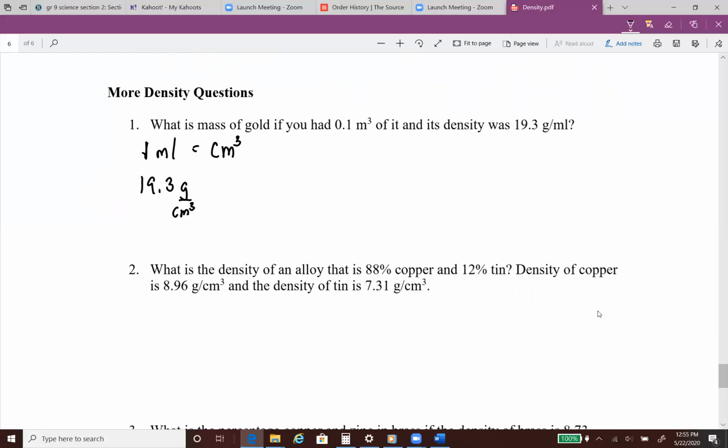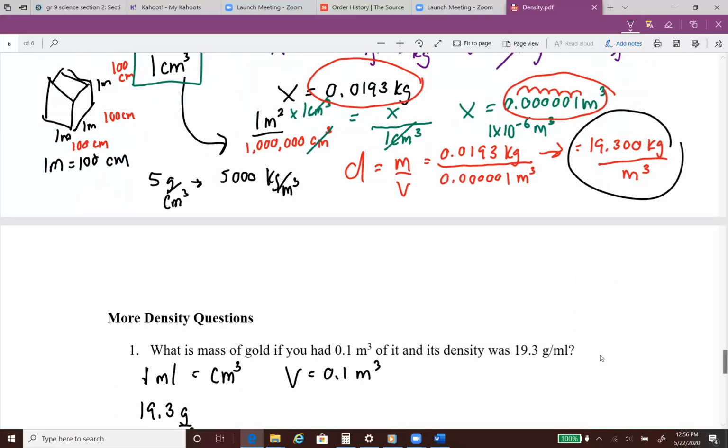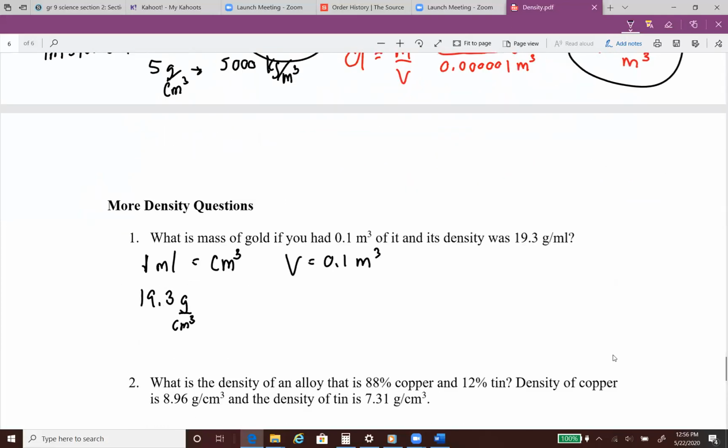Now, the volume of this gold bar, or whatever it is, is 0.1 meters cubed. Okay. Now, if you remember from the previous ratio, 1 meter cubed is equivalent to 1,000,000 centimeters cubed. So if I want to convert that, I could say, 1 meter cubed is equal to 1,000,000 centimeters cubed. So how many centimeters cubed would 0.1 be? If we solve for that, then x would end up being 100,000 centimeters cubed. Okay. So now we have the volume.